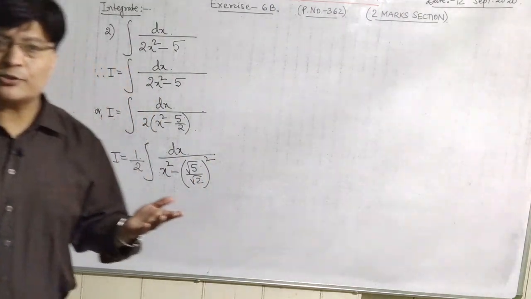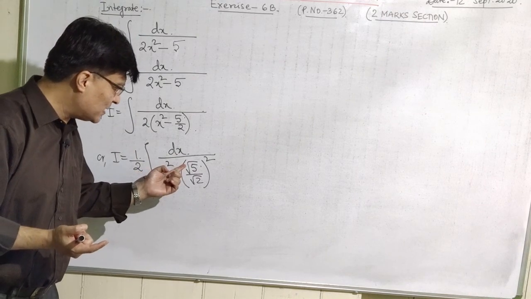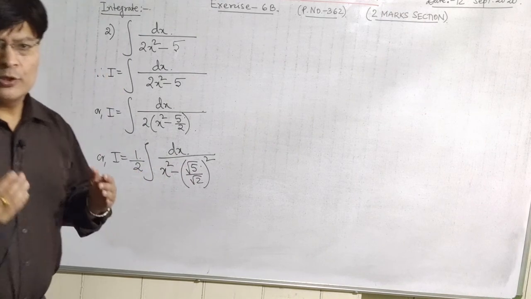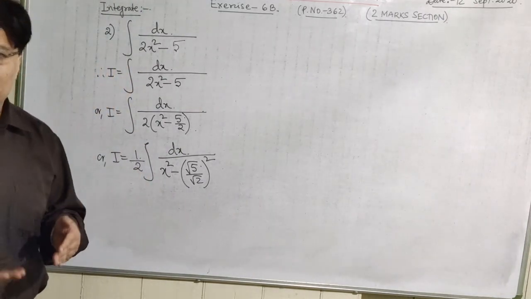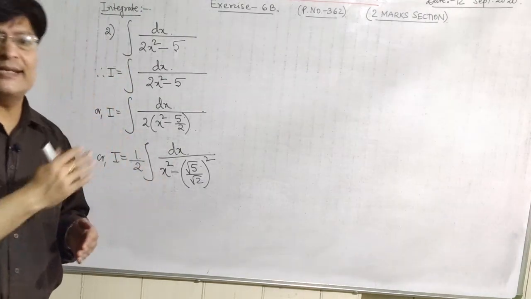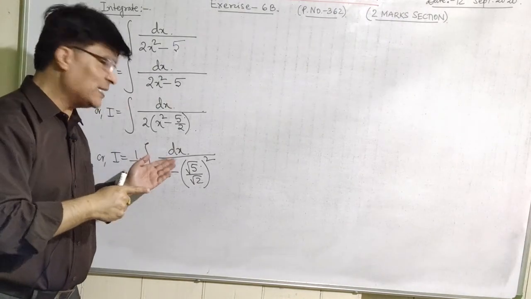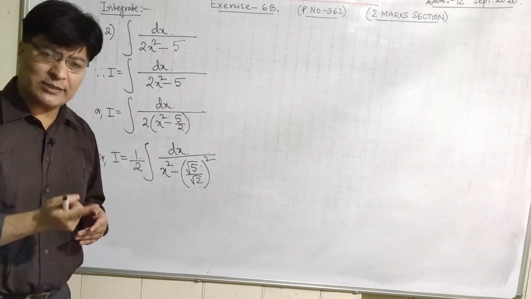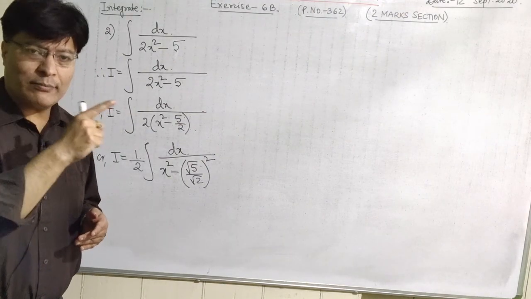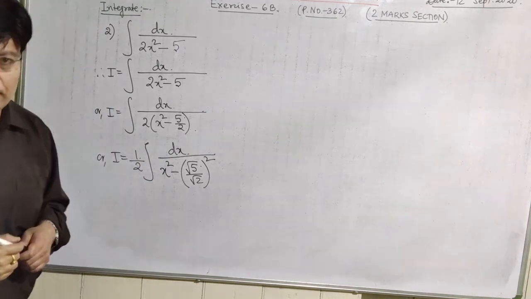So I think you have understood it. Here the value for x is x only, and what is the value for a? It is root 5 by root 2. So which standard form is this one? This is dx upon x square minus a square, which is the second standard form. So what is the formula? If it is integration of dx by x square minus a square, what is the formula? 1/2a log within mod x minus a upon x plus a.